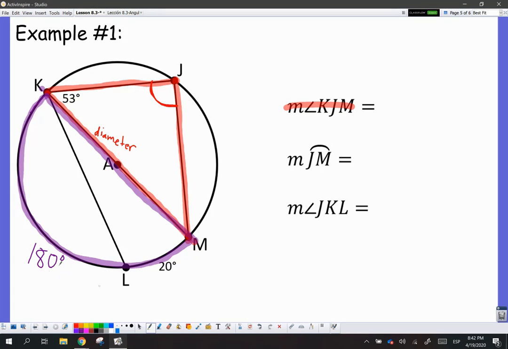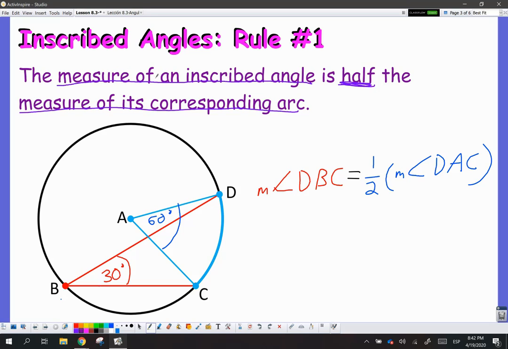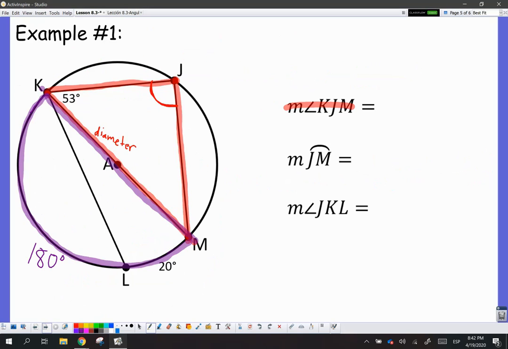So knowing that the arc is 180 degrees, let's go back to rule number 1, which tells us the measure of the inscribed angle is half the measure of its arc. Inscribed angle is half the arc. I just like to memorize things that way, but it helps. Inscribed angle is half the arc. So therefore, if the arc is 180, then I divide 180 in half, which gives me 90. Therefore, angle KJM must be 90 degrees.